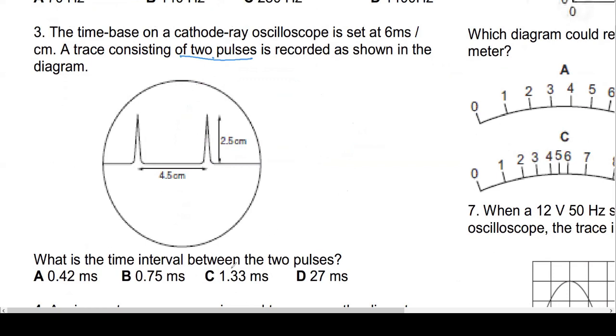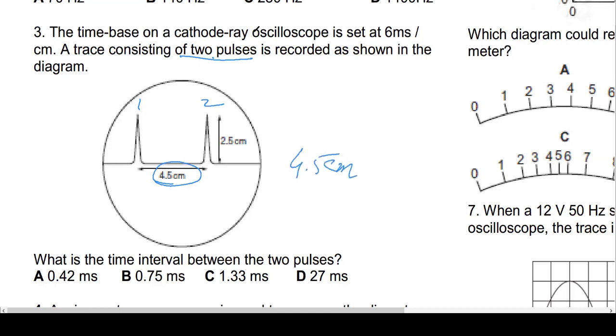So we need to find the time interval between two pulses. This is one pulse and this is the second pulse. So this is my curve, and it will repeat after this. This is my length, so that is 4.5 centimeter.